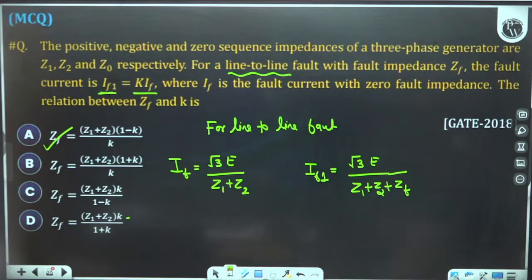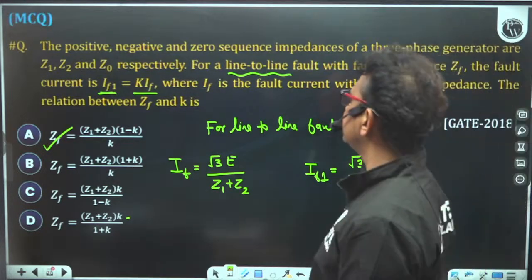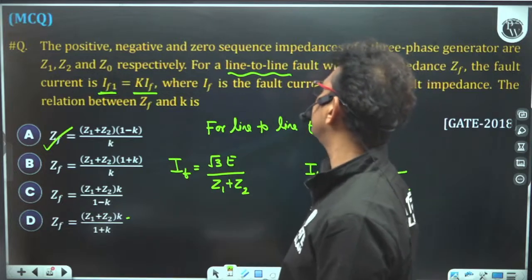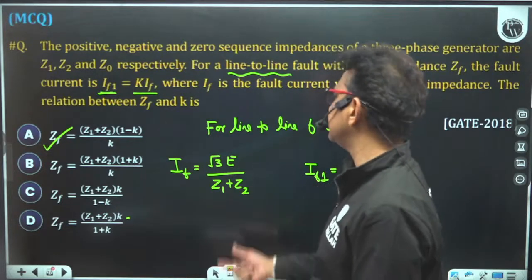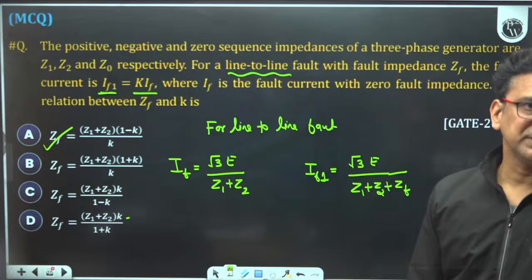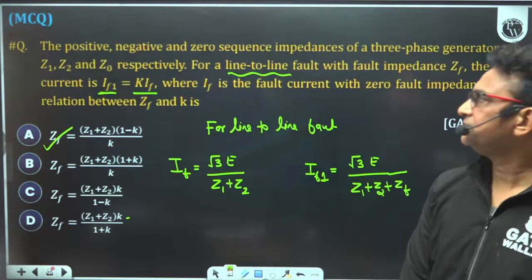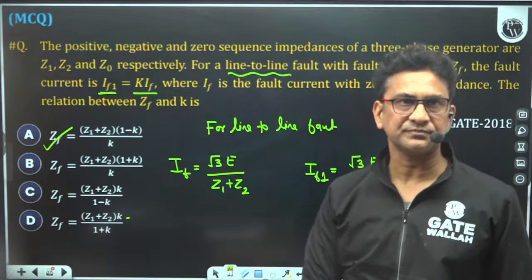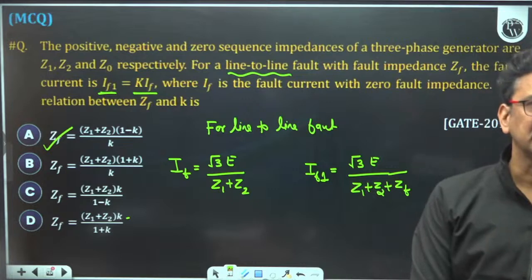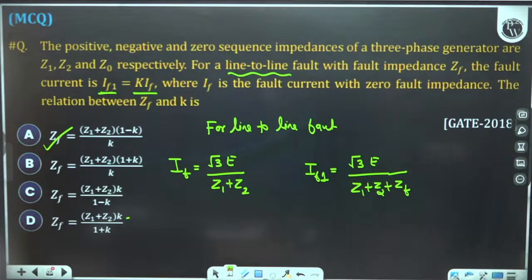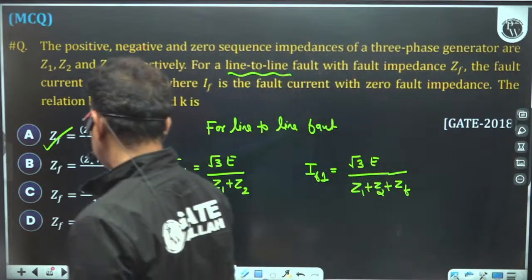No, it's a line to line fault, isn't it? It is already given that the fault is a line to line fault. In the line to line fault, the zero sequence network does not come into the picture. You have to see which type of fault is given. You are using 3 Z1 plus Z2 plus Z0, which is applicable only for the line to ground fault.